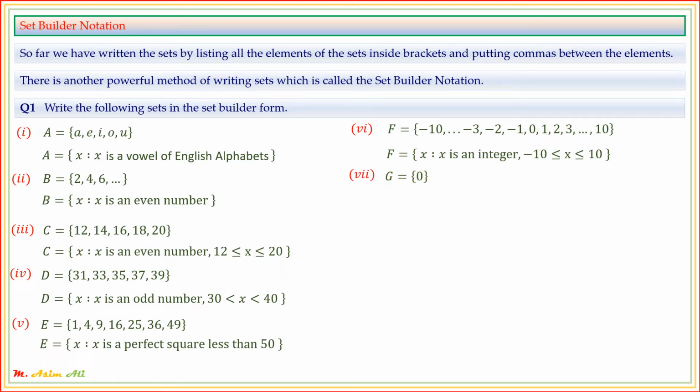Seventh example, set G, which has only one element, 0. You can define this set in many ways. You cannot simply write that set G contains an element 0. No, that will not be a proper way of expressing the set. You have to apply some criteria so that you get the result 0, only one element 0. So one way of doing this is that we can say that set G is a set of elements x such that x is an integer and x is between minus 1 and 1. You can verify that there is only one integer between minus 1 and 1, and that is 0. So this definition is correct for this given set.